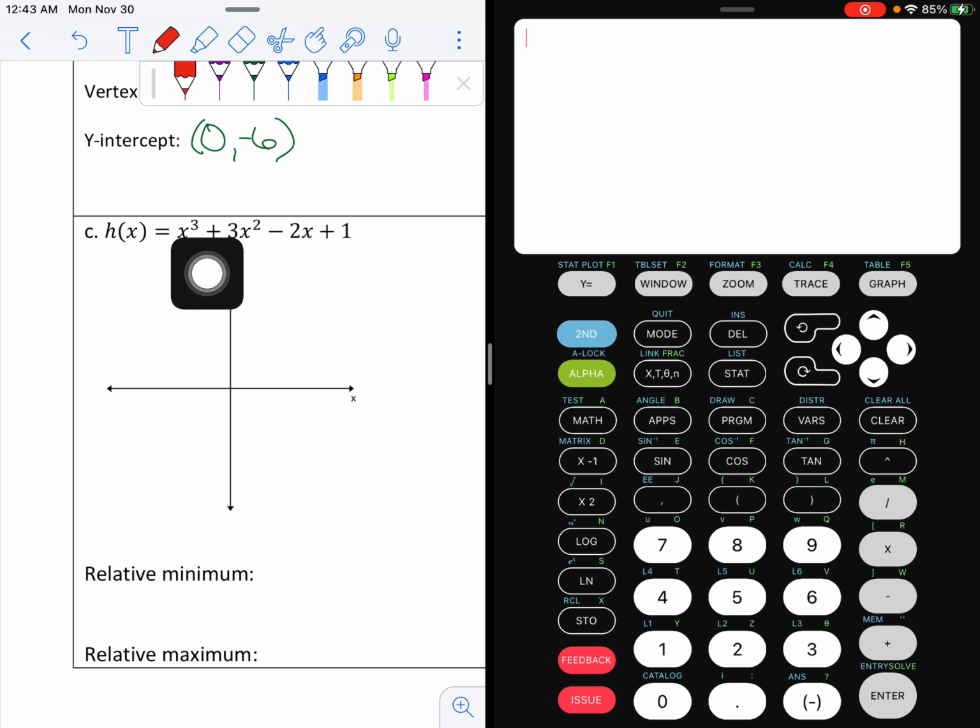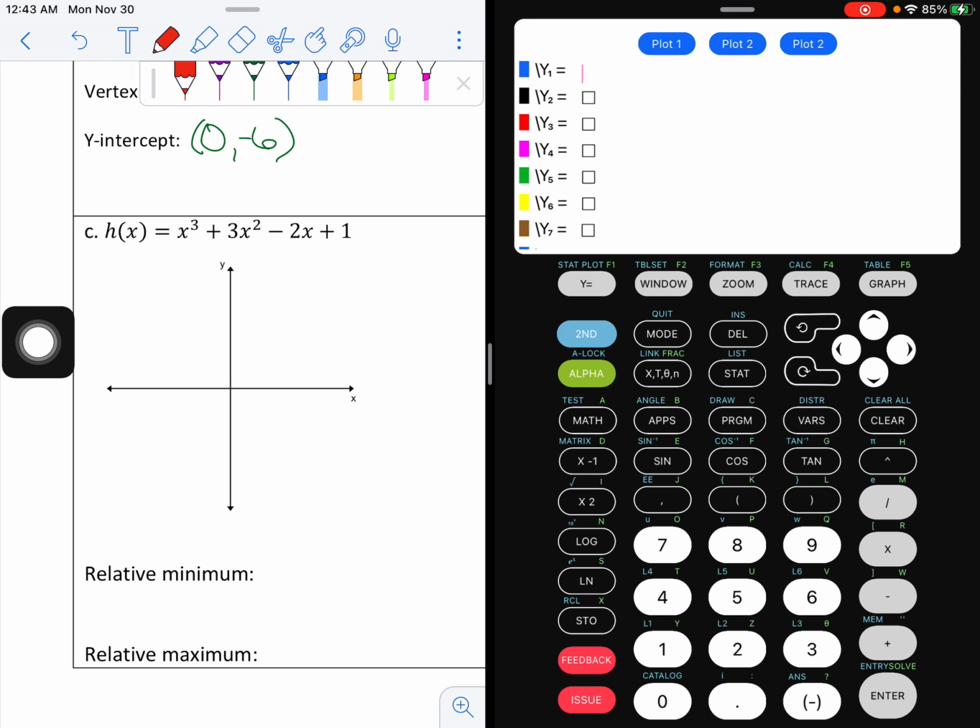So what I want to do is put this in for y equals. So I'm going to go over here, hit y equals. If there's anything in there already, just clear it out. All right, so x to the third plus 3x squared minus 2x plus 1. I have been known regularly and repeatedly to make mistakes, so I'm going to go ahead and check my work.